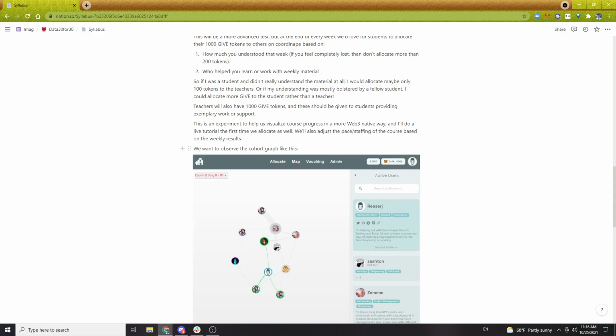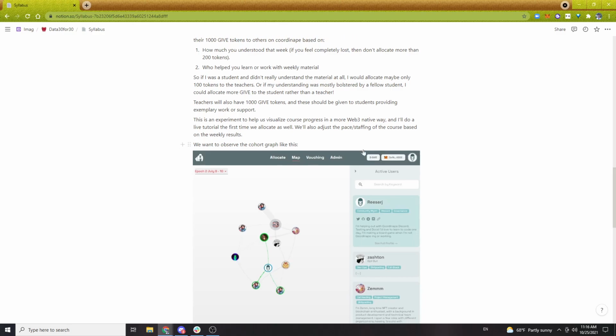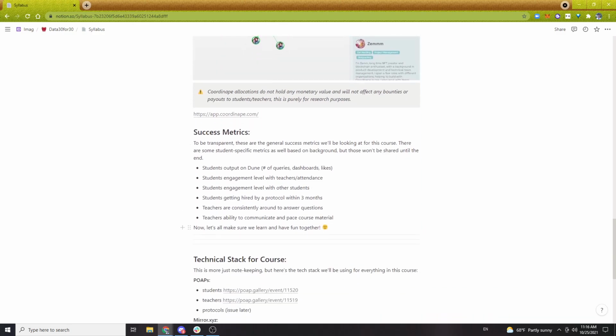Just in terms of something completely different. Yeah, we're going to be playing with a lot of interesting experiments here. But yeah, so that's a big one. Success metrics are something we're thinking about a lot as well. These are some of the success metrics that we've come up with.